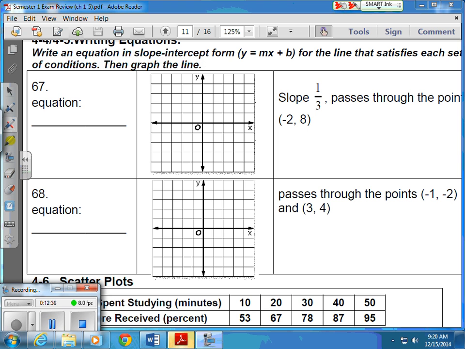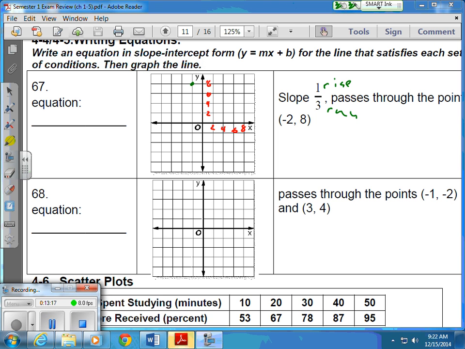All right, number 67, it says it has a slope of 1/3 and passes through the point negative 2, 8. What problem do you see here? So negative 2, 8 doesn't fit if it goes by 1s. I'm just going to go by 2s. 2, 4, 6, 8. And then the same thing going negative. So then negative 2, 8 would actually be right here. And if it has a 1/3 slope, it's a rise of 1, run of 3. So I'm going to have to go down.